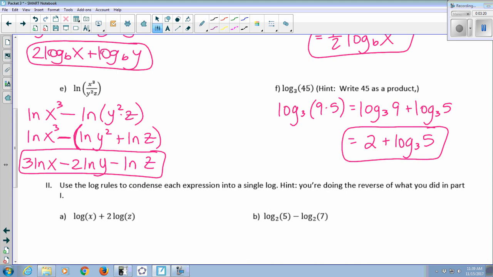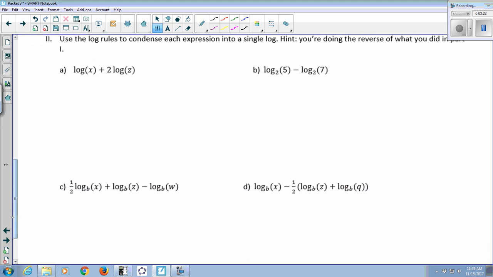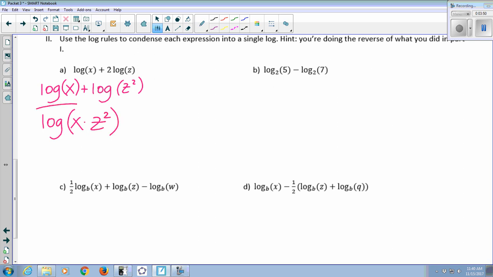All right, part 2, we're going to condense these things. So I'm going to use the rules in reverse. Start with the exponent rule, the power rule. So anytime you have a coefficient, pop it back up into the exponent. So you have log x plus log of z squared. And now I have a sum of logs. I'm going to squish them into a single log by taking the product of the inputs, x times z squared.